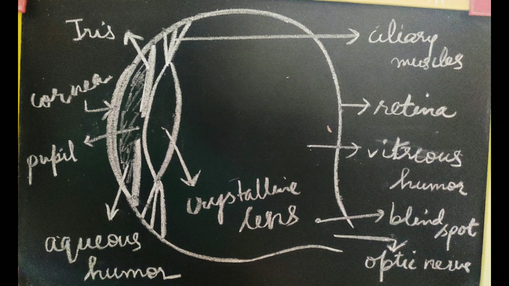So this is the simple diagram that we have drawn for the human eye with some of the important labelings. In some books you might find even more labelings, but these are the ones which are required for you from board point of view.